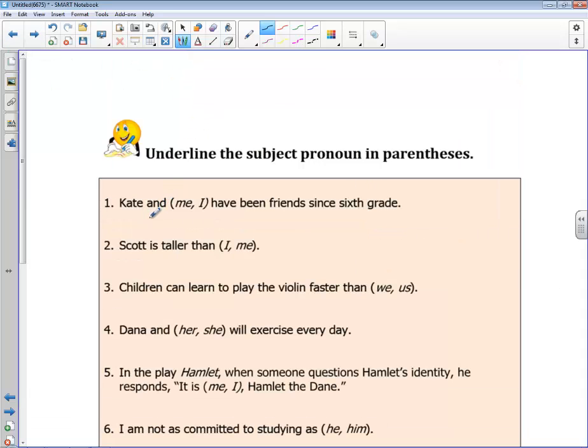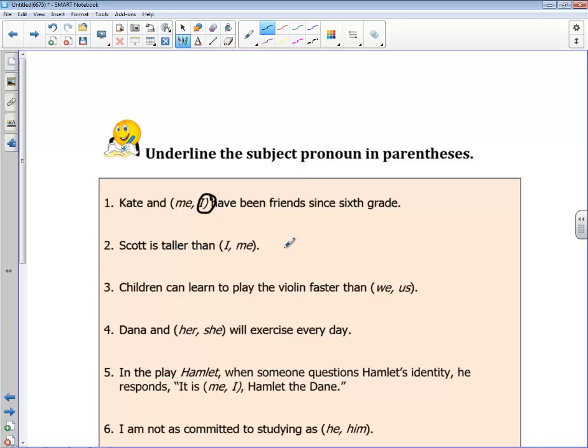All right, so let's see what we can do here. We're trying to find the subject pronoun. Kate and me have been friends since 6th grade. Is me a subject pronoun? No, it's an object pronoun. Answer is I. Kate and I have been friends since 6th grade.